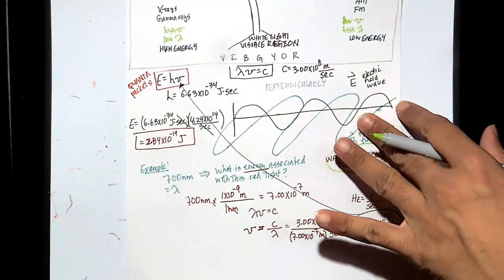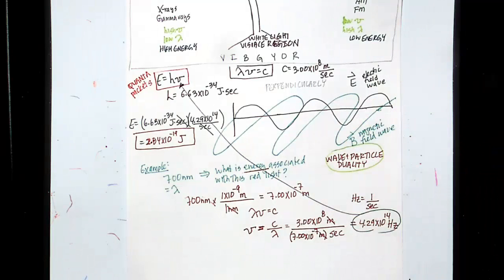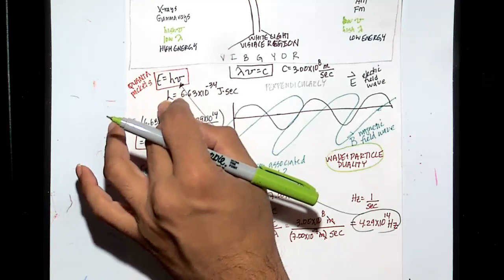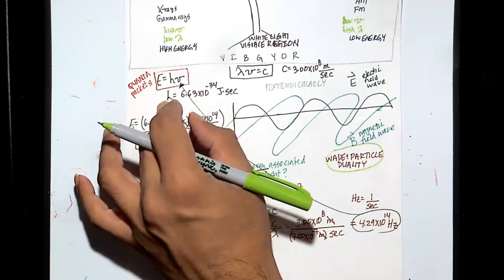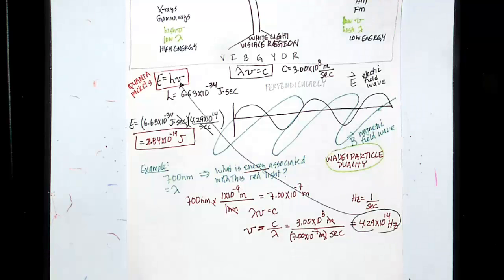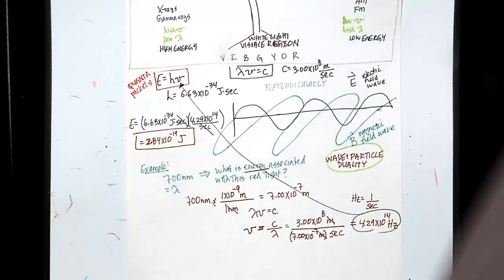They travel perpendicular, E and B, electric field and magnetic field wave, entire spectrum. There's energy with each of these individual radiations, and they travel at the speed of light.